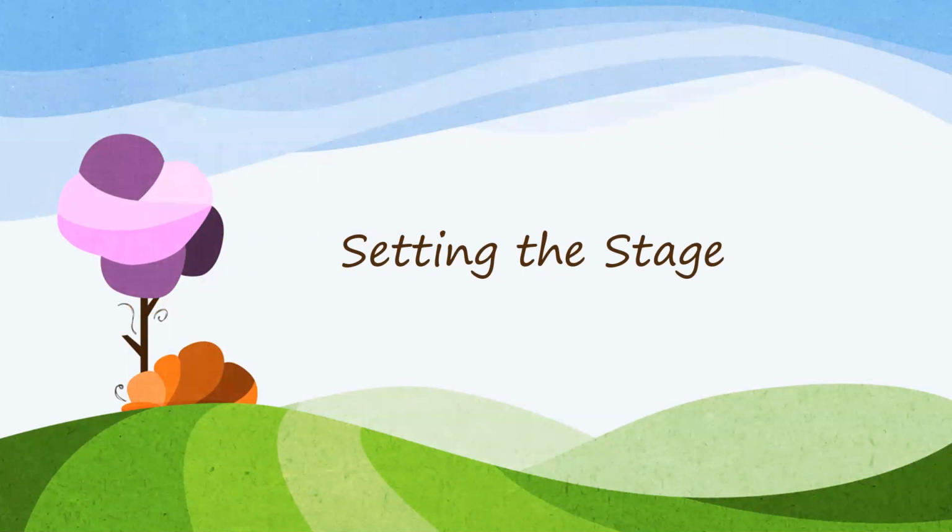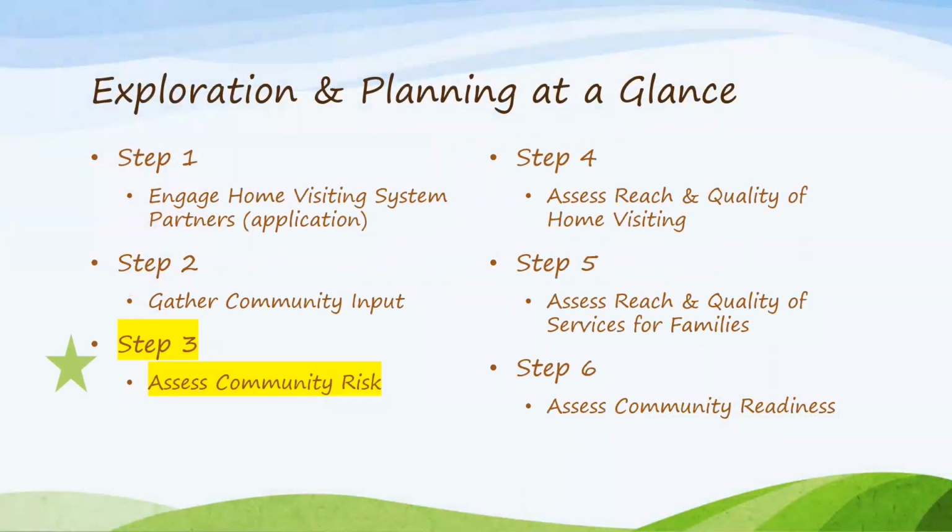First, let's go over where this step of the assessment fits within the exploration and planning process. As a reminder, here are the 6 steps of the exploration and planning process. You began the process by engaging home visiting system partners and families, and some of you gathered additional community input via focus groups with families. Now you're ready to begin step 3, assess community risk.